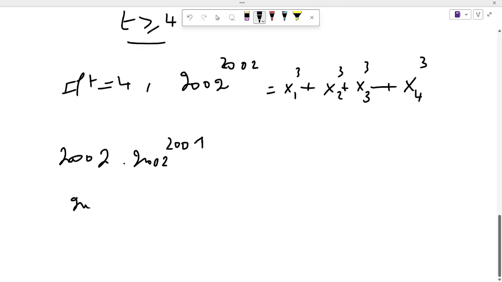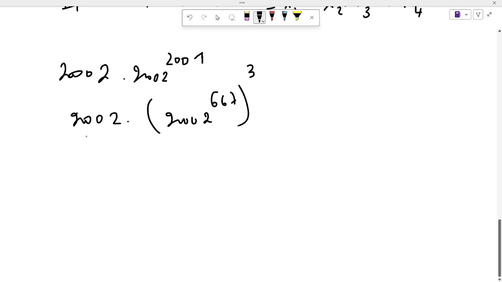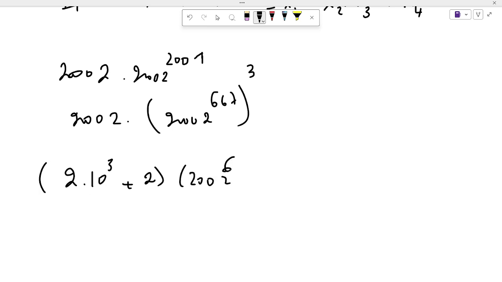So now we can make this, if I'm not mistaken, 2001 over 3 is the same as 667. Yes, it's the same as 667 all to the power 3. So now we can turn this into 2 times 10 to the power 3 plus 2 times 2002 to the power 667, all to the power 3.